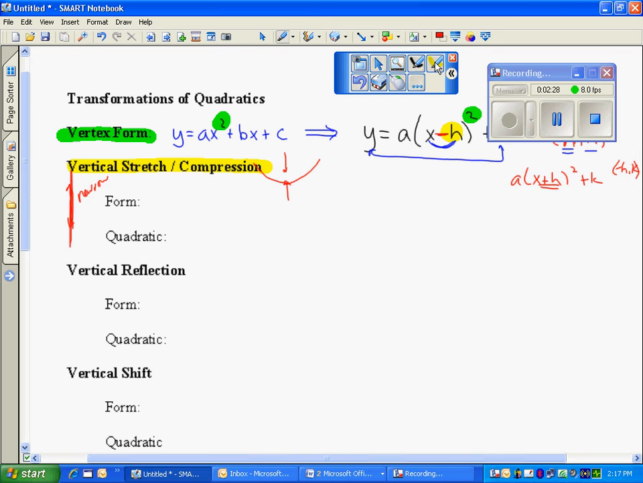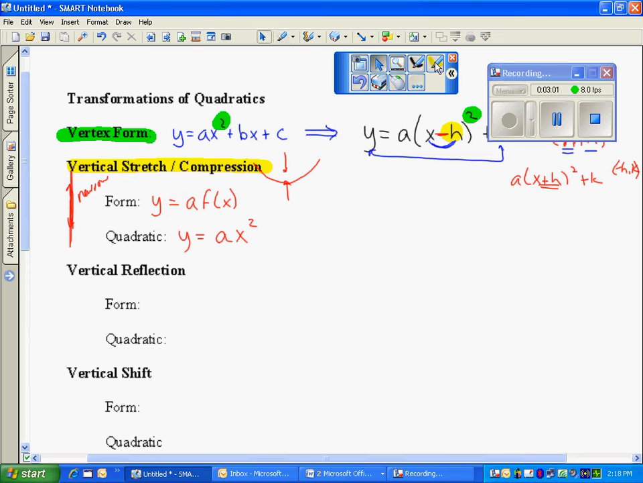So think of silly putty just pulling and making it a long strip, or pushing it down and it kind of plops out the side. The form for this vertical compression or stretch is going to be y equals a times my function f of x. If you recall, f of x is like a y. So this a value is out with y, and it affects it in the vertical or y direction.